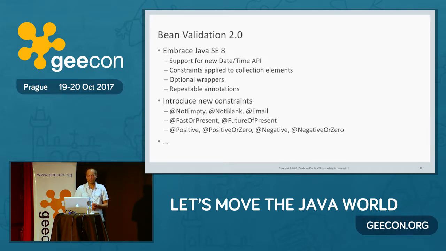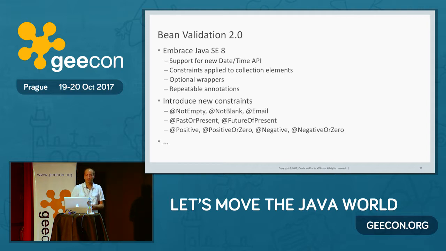As for bean validation, again, improvements related to Java SE 8: support for the new date-time API, constraints applicable to collection elements, optional wrappers, repeatable annotations. I would perhaps stop here because repeatable annotations is one of the things which we tried to incorporate or apply in the whole platform. So in most MRs we did, we try to leverage this functionality or this feature of SE 8.